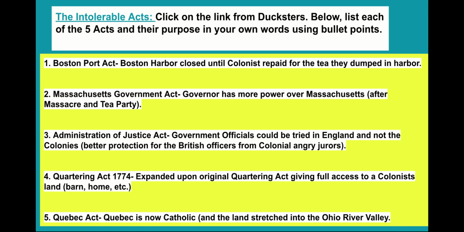Be sure to review these for your quiz tomorrow. Don't forget, the quiz will be on the causes of the American Revolution. There's another slideshow, and there's also a Quizlet for you to review. So feel free to go through both of those at your leisure.